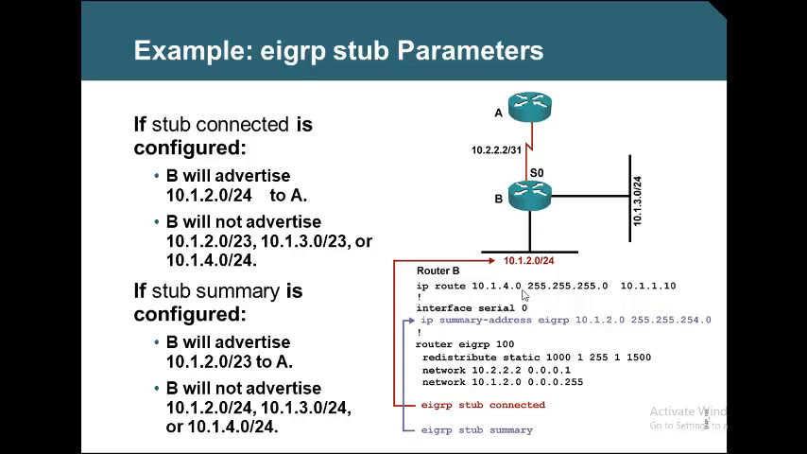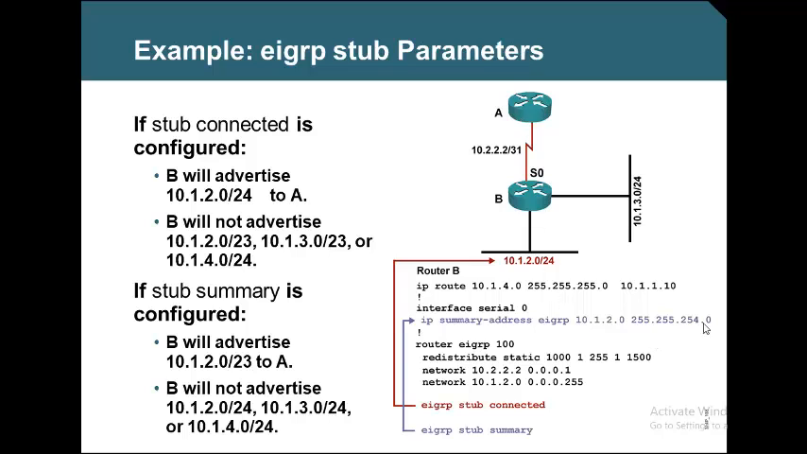We also have a summary route on the interface. It is 10.1.2.0/24 on the interface. The actual mask for 10.1.2.0 is 24, but here we are summarizing to /23. So on the serial interface, when we advertise towards A, we are summarizing to /23. Fine.